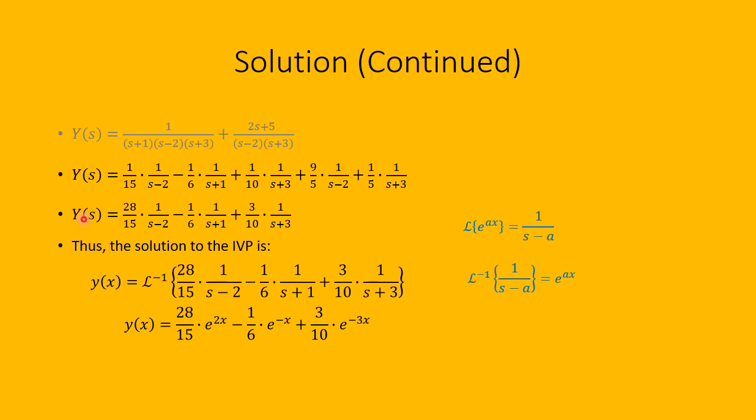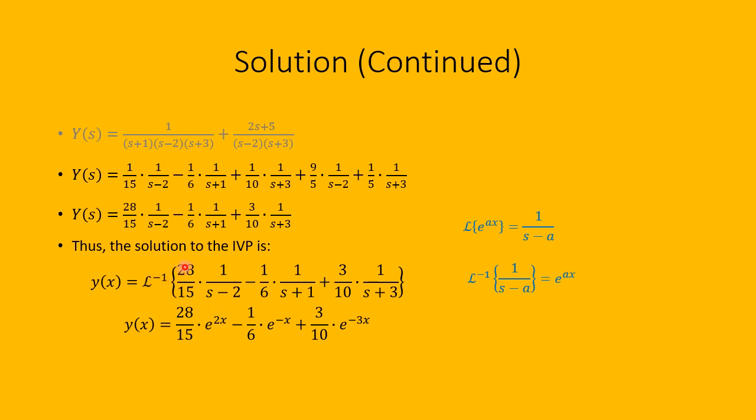So to find the solution to the initial value problem, little y of x, we just take the inverse Laplace transform of this stuff, which is what we have right here. Now, let's remember that the Laplace transform of e to the ax is 1 over s minus a. So from that, we get the formula: the inverse Laplace transform of 1 over s minus a is e to the ax. Okay, so let's look at this then.